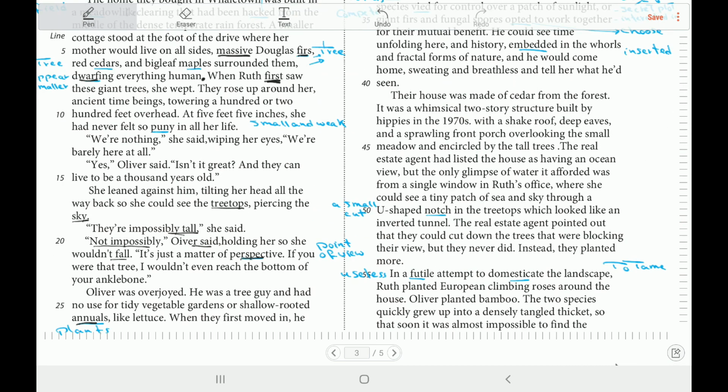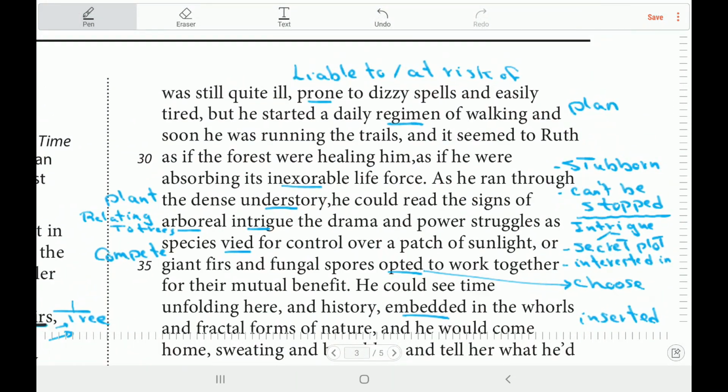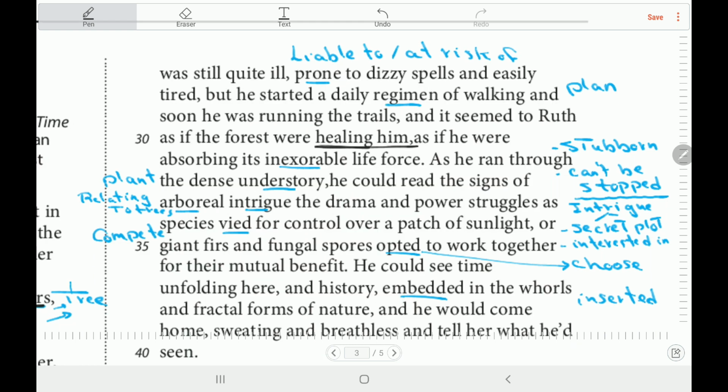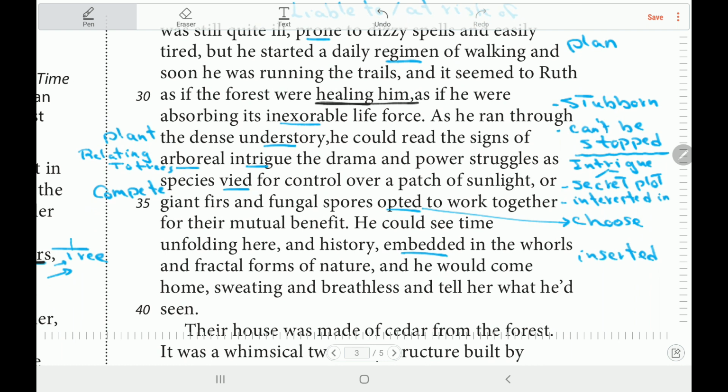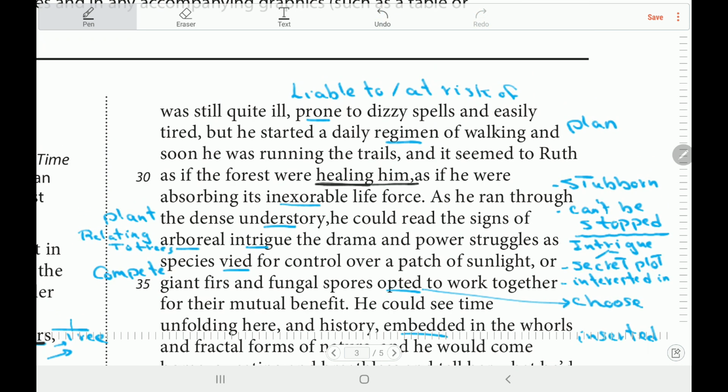When they first moved in, means when they came to the house, he was still quite ill, prone to dizzy spells and easily tired, but he started a daily regimen for walking, and soon he was running the trails. And it seemed to Ruth as if the force were healing him, as if he were absorbing its inexorable life force. So that's a long sentence, just divided into parts.